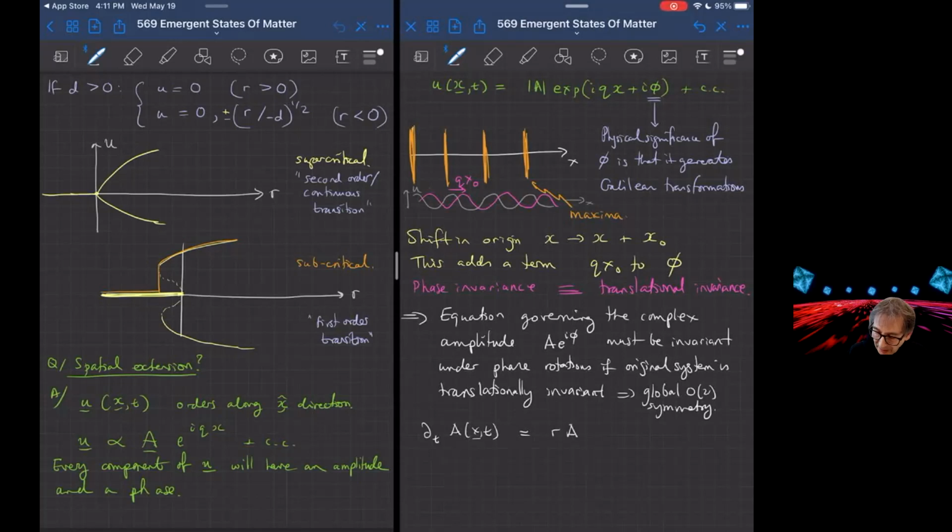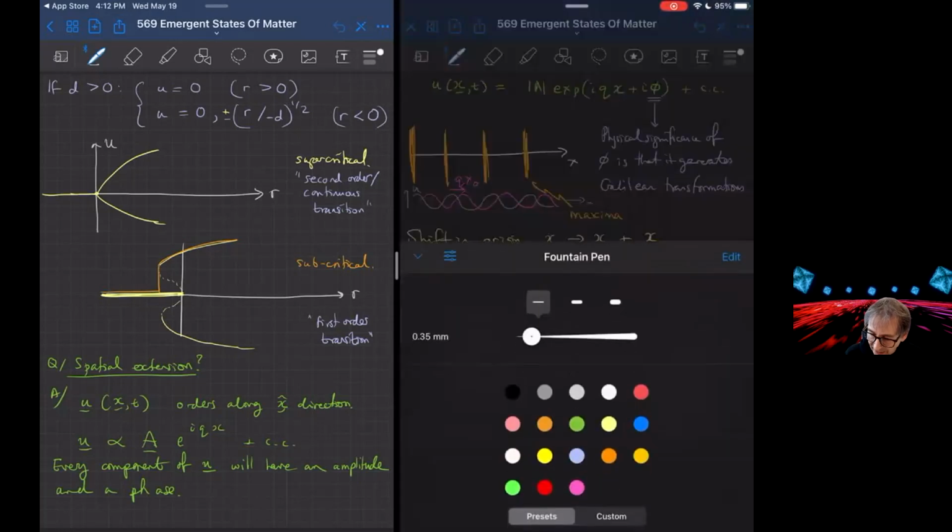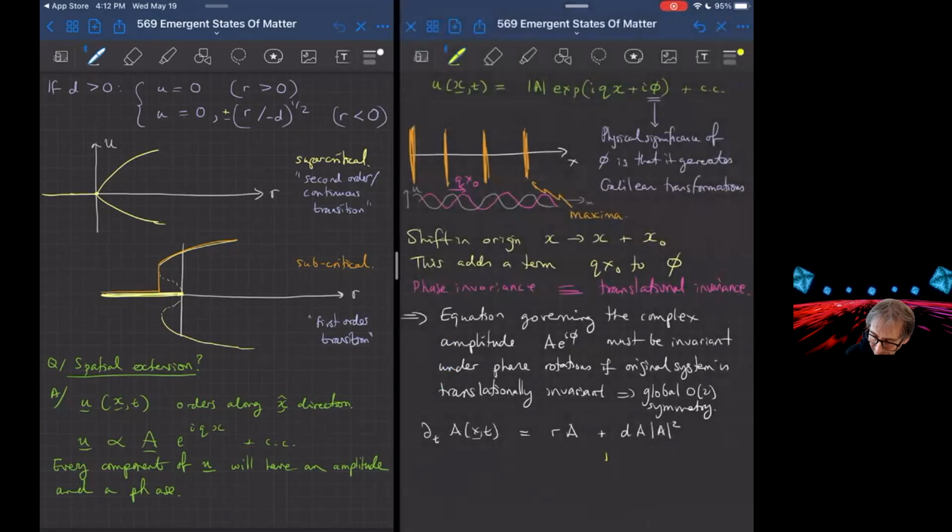And then the next term that has to come out has to be something like d times a times the absolute value of a squared. So whereas before, for the scalar case, we just simply had u cubed, now we're going to have a times the absolute value of a squared. Okay, so this is great. But we've left out the gradient terms. And so now let's figure out what those gradient terms are.